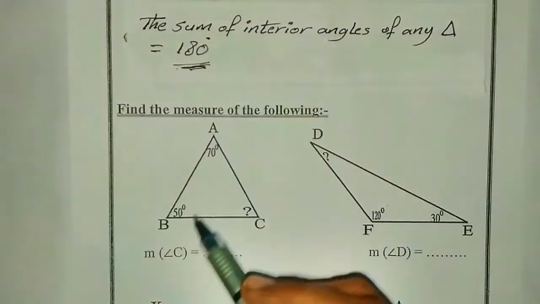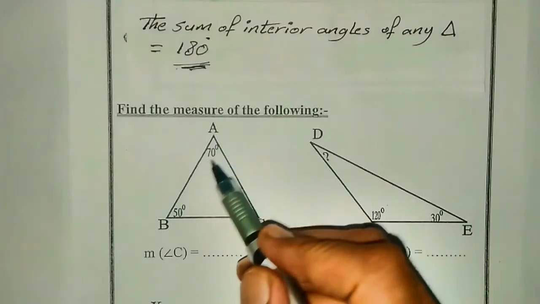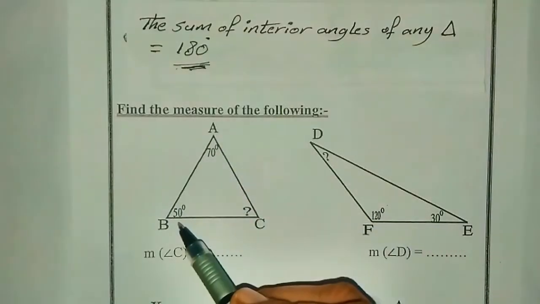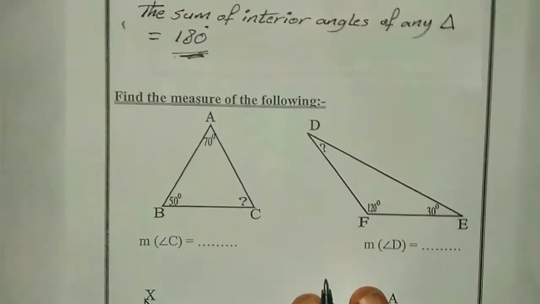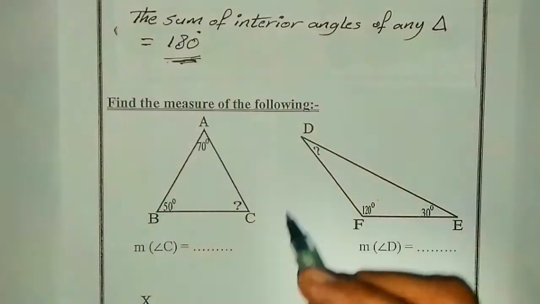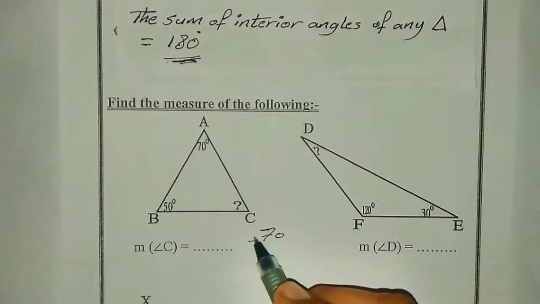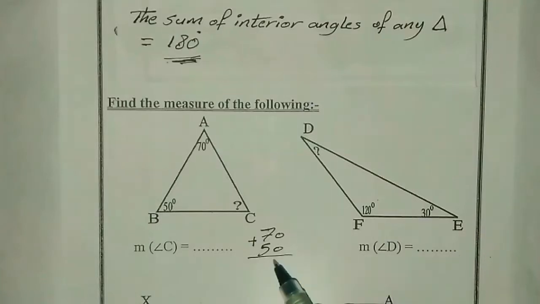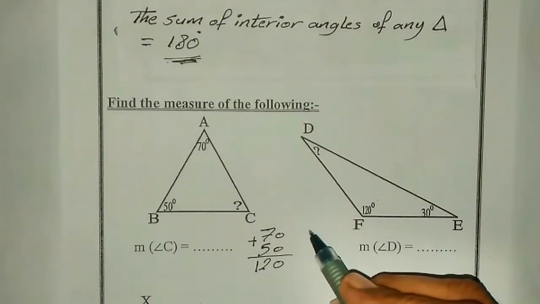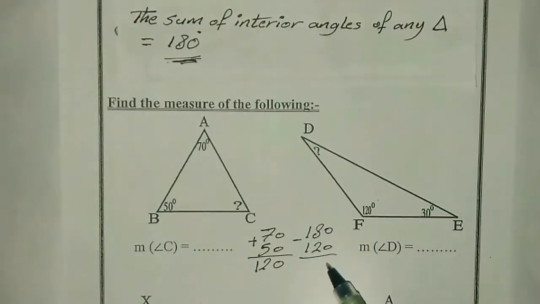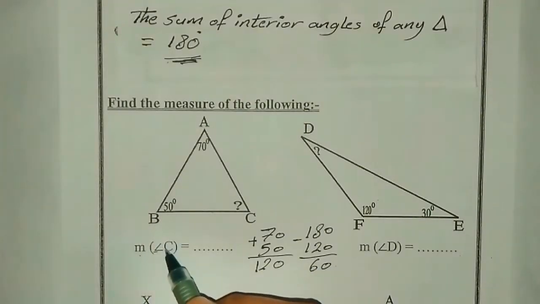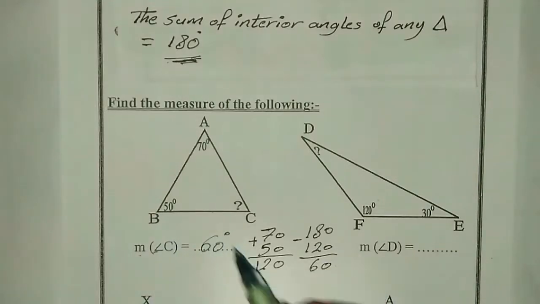In the opposite example, in the triangle ABC, we have the measure of angle A as 70 degrees and the measure of angle B as 50 degrees. So find the measure of angle C. First, we will add the measure of angle A plus the measure of angle B. The sum is 120. Second step, we will subtract 120 from 180. The result is 60. Then the measure of angle C is equal to 60 degrees.